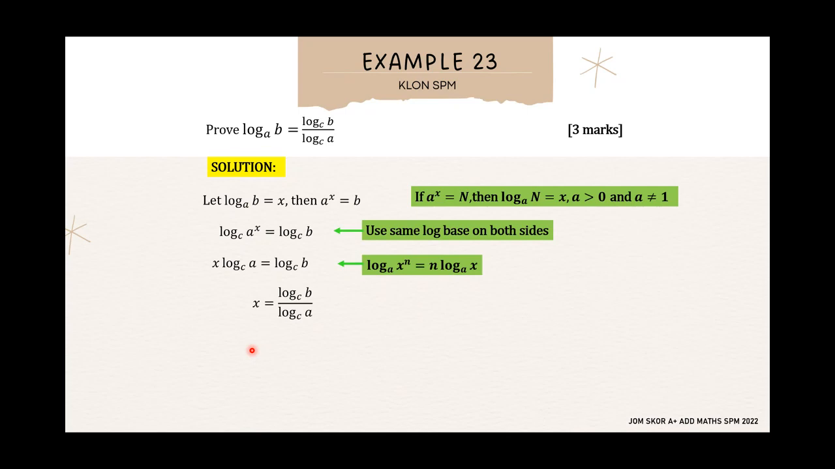Okay, jadi cuba tengok balik. Awal tadi kita dah let x is equal to log B base A. Makanya x di sini tadi sebenarnya adalah sama dengan log B base C over log A base C. Okay, kita dah provekan.